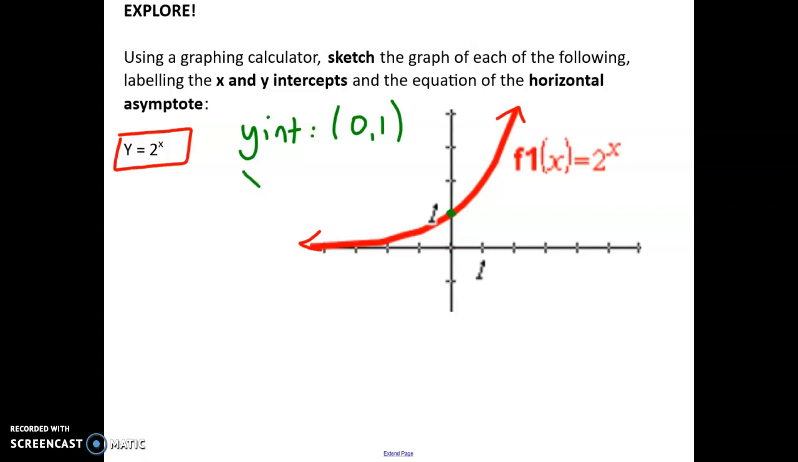Now let's take a look at the x-intercept. Where does the graph hit the x-axis? It doesn't. Nowhere, right. So here there is no x-intercept. Now that's because there is a horizontal asymptote. So there's actually a horizontal asymptote that would run right along the x-axis. So we'd say the horizontal asymptote is at y equals 0. Again, your graph here is getting really, really close to the x-axis, but it's never going to touch it.